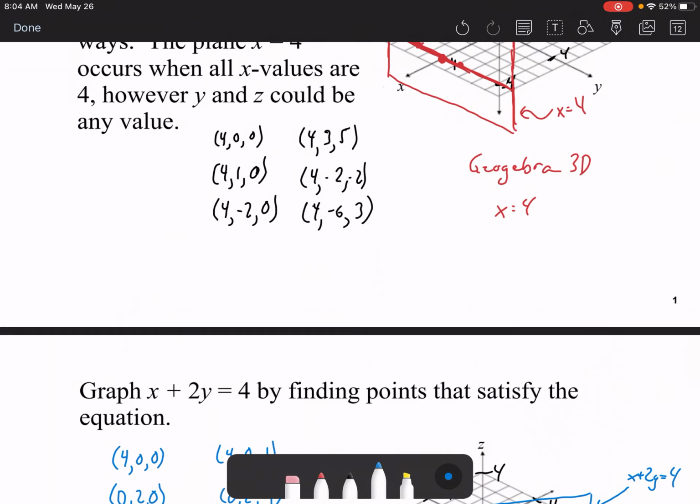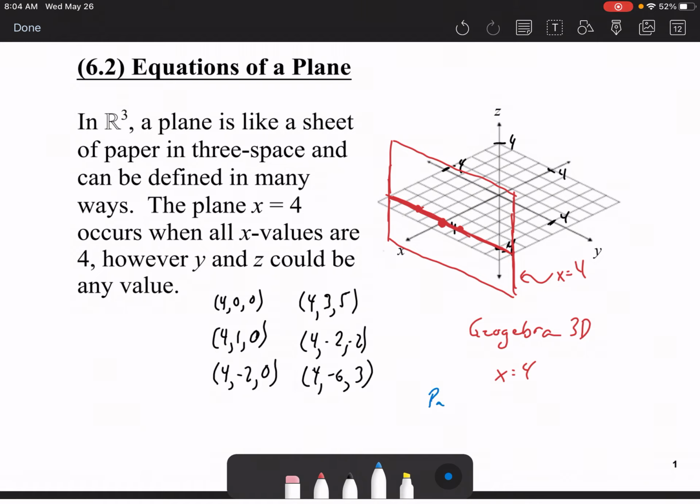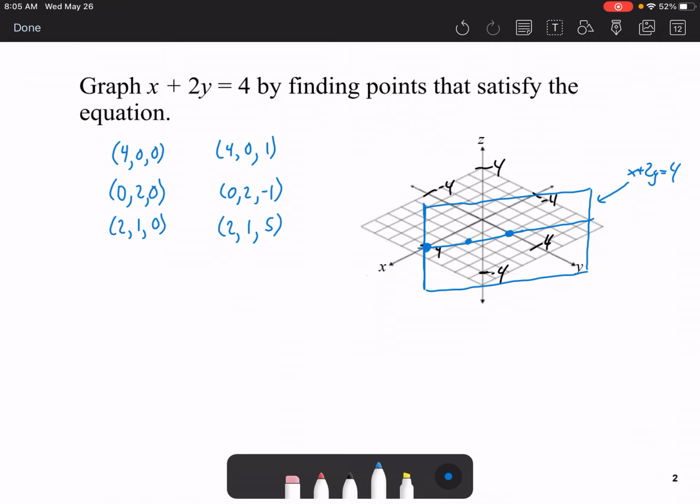Something to notice here: from our first expression, this is parallel to the y-axis and the z-axis, or, if you wish, another option, parallel to the yz-plane. So you can also describe the y and z as its own sheet of paper. Whereas this expression that we have right here is only parallel to the z-axis. When it's in this format, x plus 2y equals 4, you can see there is no variable z, and it's parallel to that z-axis.